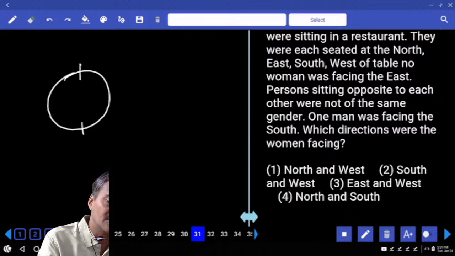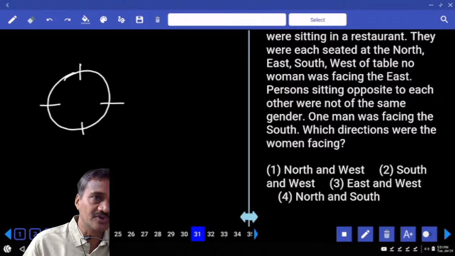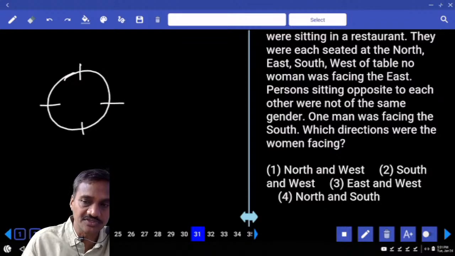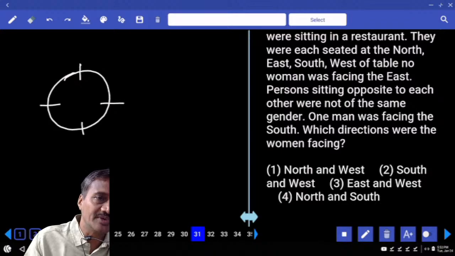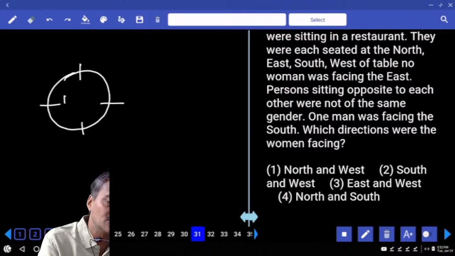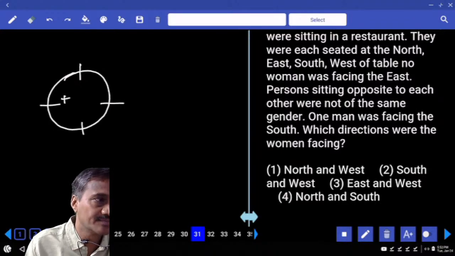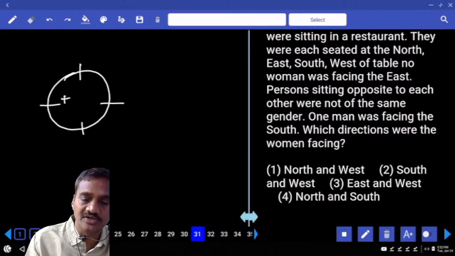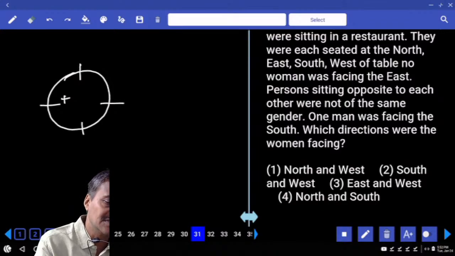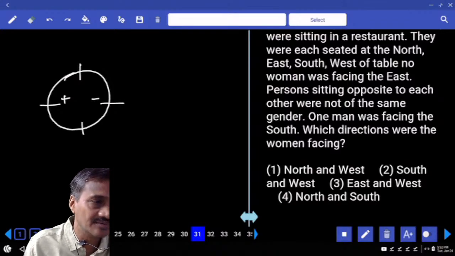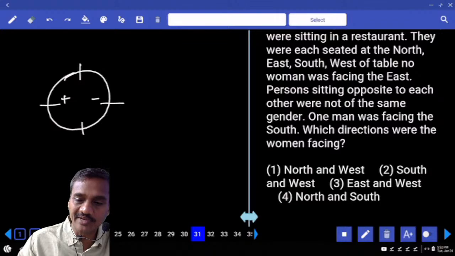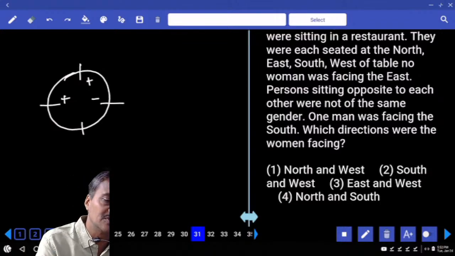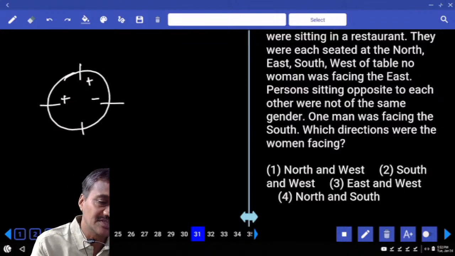Now these persons 1, 2, 3, 4 are seated at east, west, north and south, and no woman was facing east. As no woman was facing east, the one who is facing towards east is a male. Next, persons sitting opposite to each other were not of the same gender. As this person is a male, this person obviously must be a female. Next, the man was facing south and this person is facing towards south, that person is a man and this person must be a female.